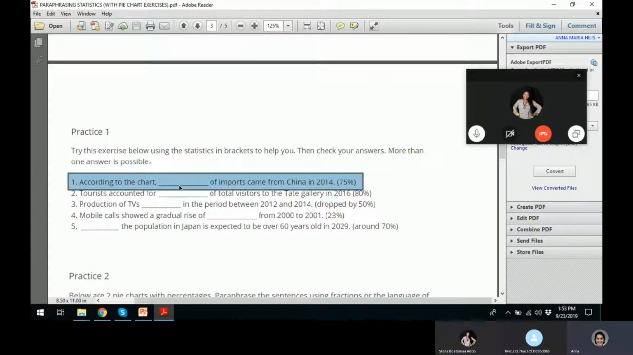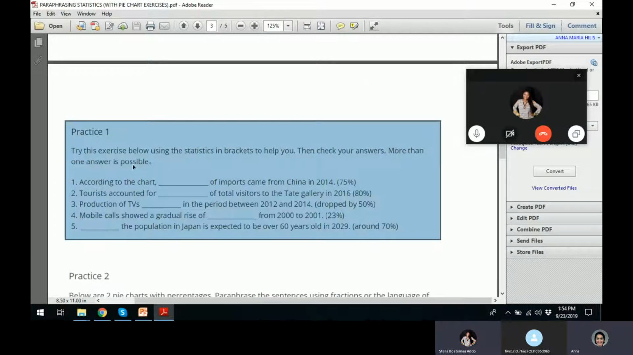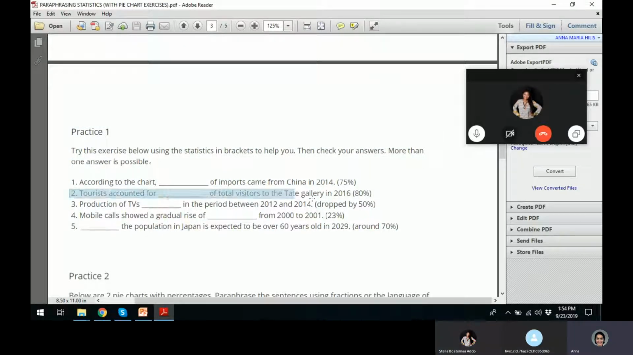How about if I want to use significant, number of imports, what can I say? A significant number. All right, we can say a significant number of imports. What else aside from significant? A large number. Very good. Okay, let's try number two.